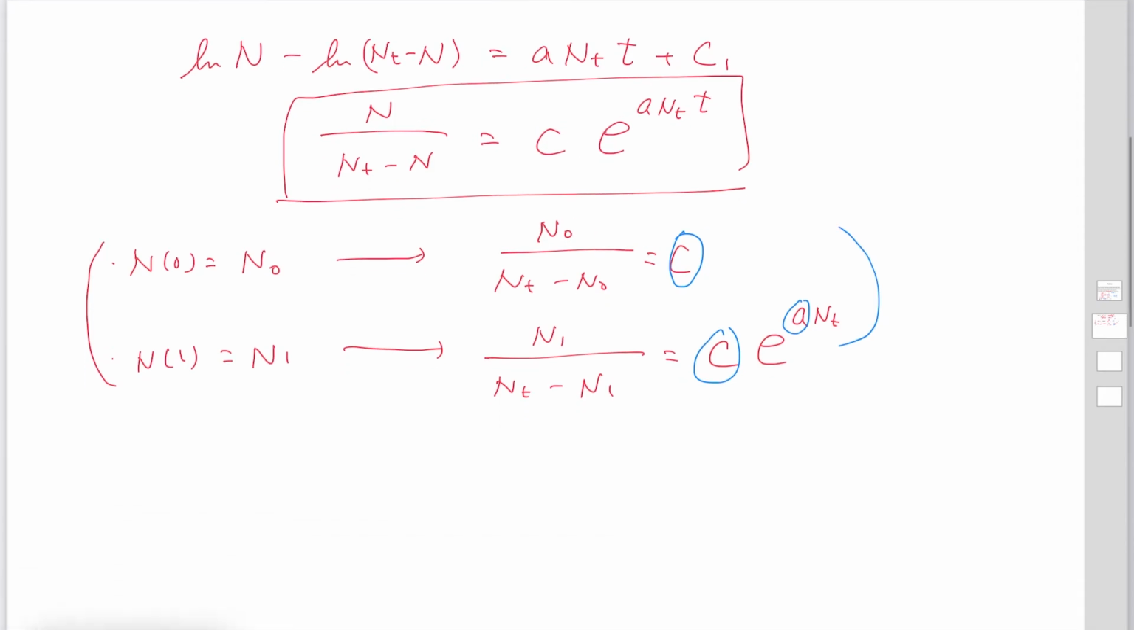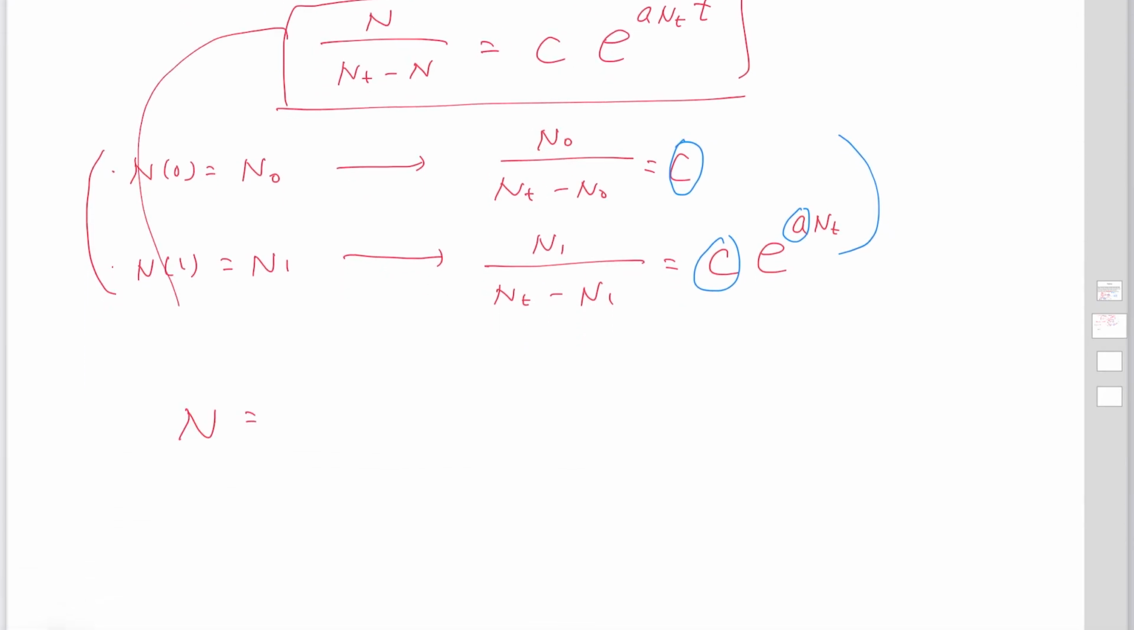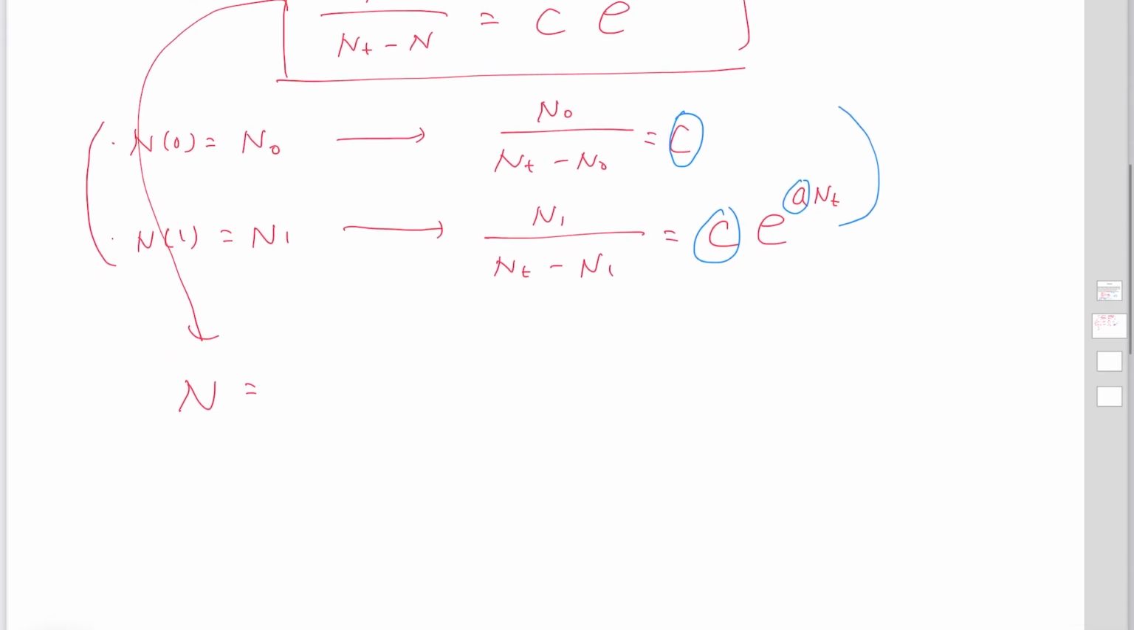Then we'd like to express n from these equations. From these equations, you can express n as n sub t c exponential a n sub t t over 1 plus c exponential a n sub t t. Then we can use these two equations and substitute into this equation.